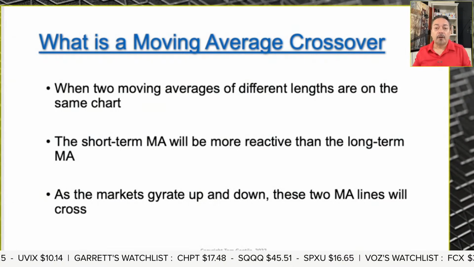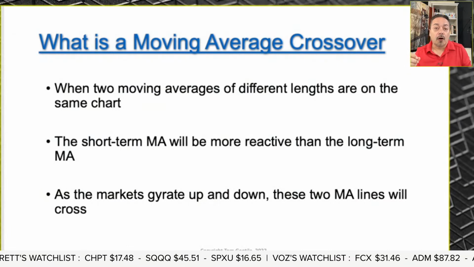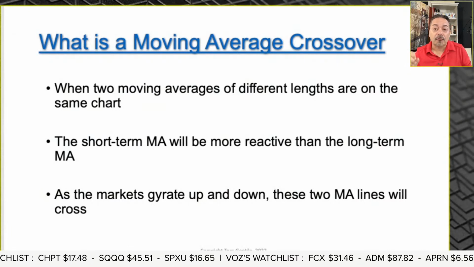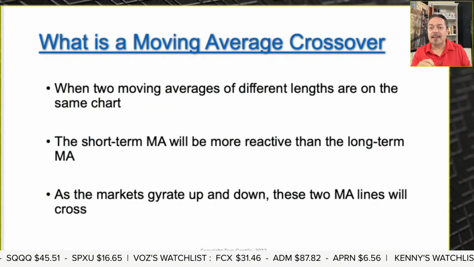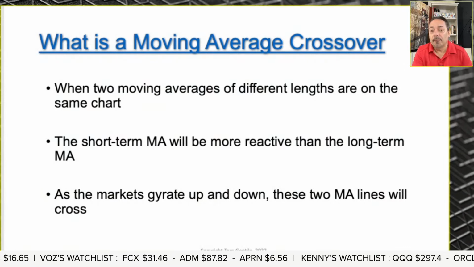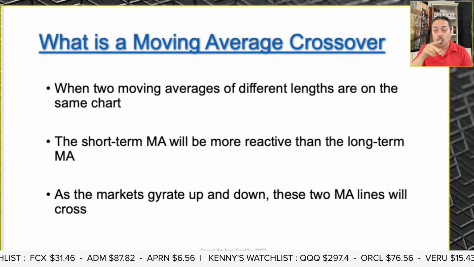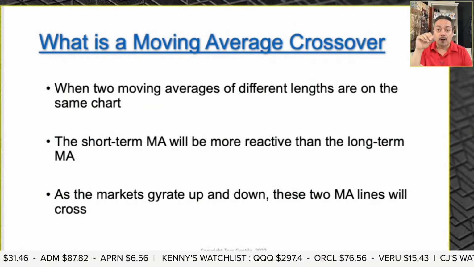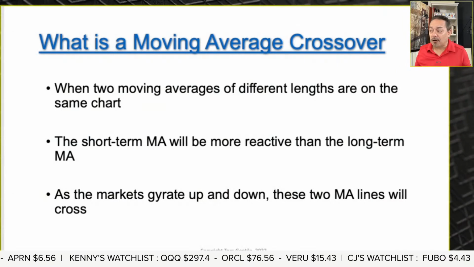Get your arms around the idea that moving averages and moving average crossovers are a trend trader's best friend, right? A momentum trader's best friend. The longer you're in these, the more money you end up making. Now, a moving average crossover is just simply two moving averages that are different lengths that crisscross back and forth. When the shorter term crosses above the longer term, that's bullish. When the shorter term crosses below the longer term, that's bearish.